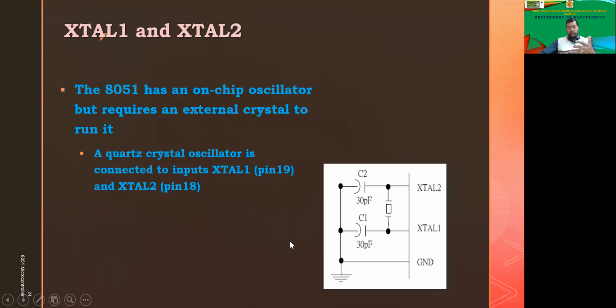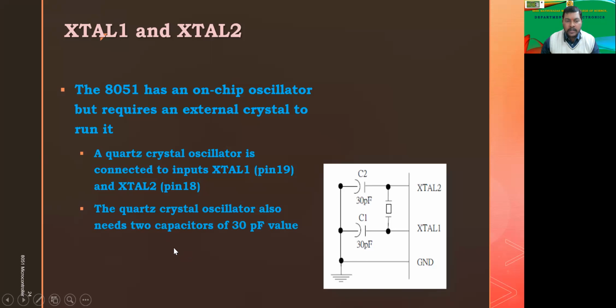So a quartz crystal oscillator is connected to inputs XTAL1 and XTAL2, pin number 19 and pin number 18. The quartz crystal oscillator also needs two capacitors of 30 picofarad value, and the original 8051 operates at 12 megahertz frequency, right? So we require to generate 12 megahertz of frequency by using this crystal oscillator circuit, which is fed to this microcontroller by pin number 19 and pin number 18.